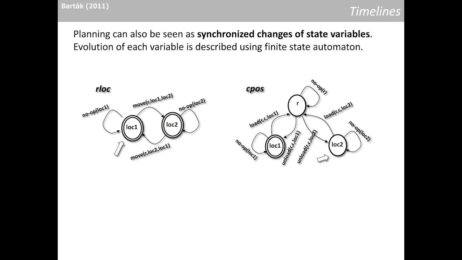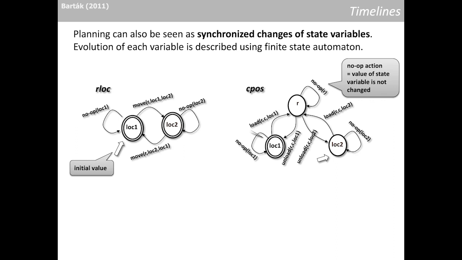And again, we can see how load and unload operations are changing the states of the state variable. We can also see the no-op actions, which are describing all actions that are not changing the value of that variable. In this case, the no-op will correspond to move actions. And you can also see that in these automata, we can specify what's the initial state for each of these variables. This is the initial value of the state variable. And we can describe what's the goal value. In this case, we want to move the container from location 2 to location 1. And the location of the robot is at the beginning at location 1, and it does not matter where the robot is at the end.